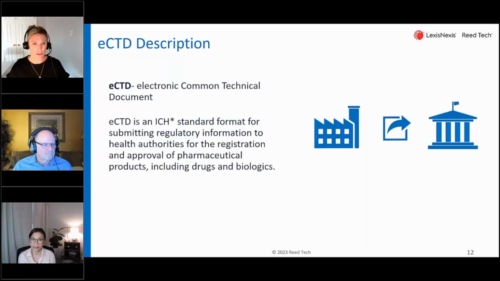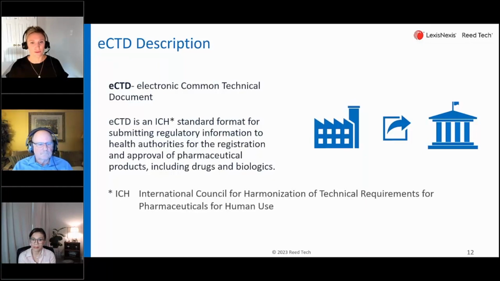So as I mentioned previously, eCTD was developed by ICH, the International Council for Harmonization. So Wendy, can you explain a little bit more about how the ICH came into play? Yeah, so I'm going to date myself because I used to be part of regulatory prior to eCTD.